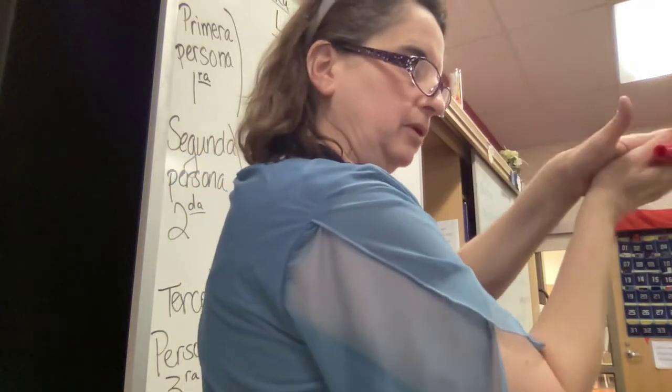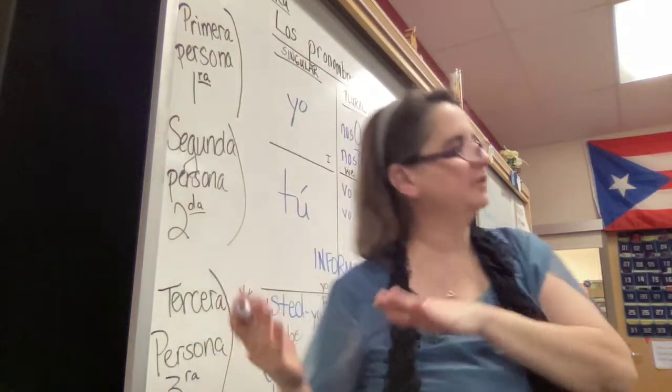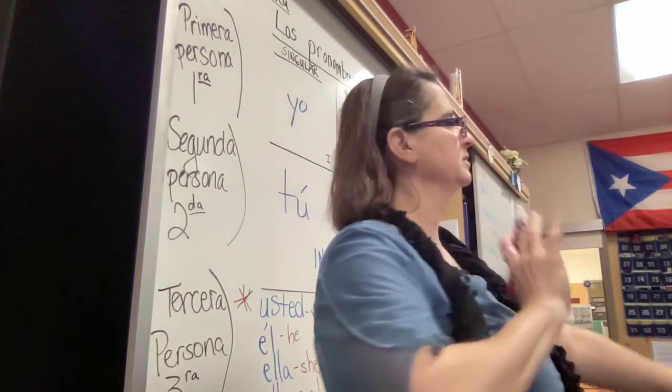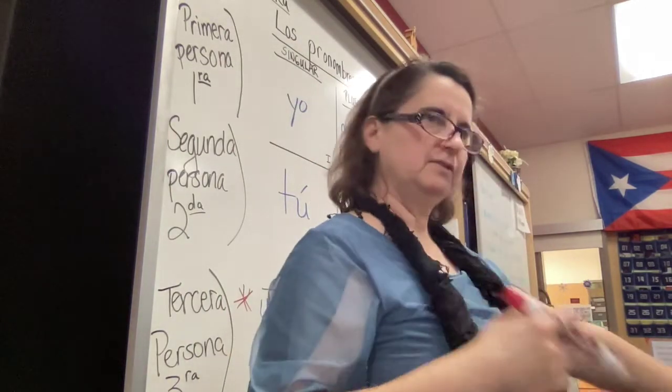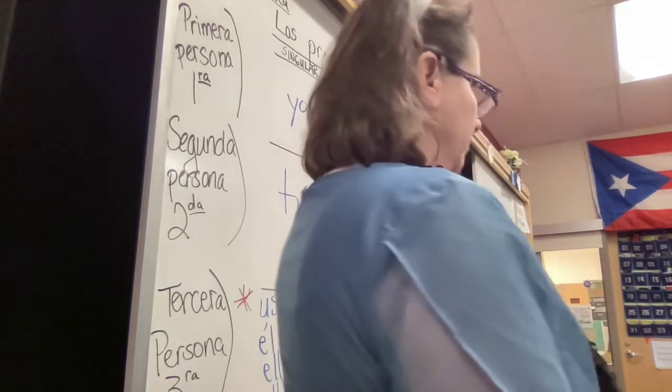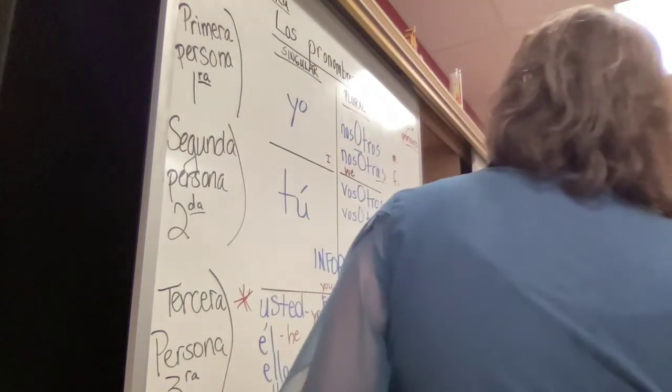Yo and tú, they're next to each other, right? First and second person, because you're closer to those people. They're your peers. But usted is being separated and put down below because you're showing distance and personal space, and maybe it's the doctor or the judge or something like that. Okay.